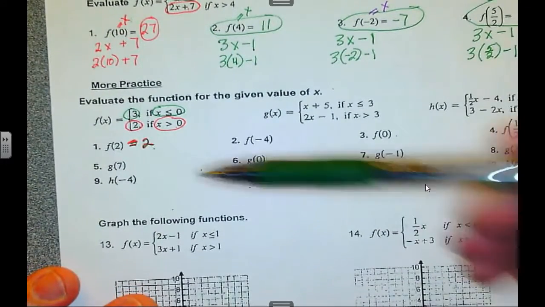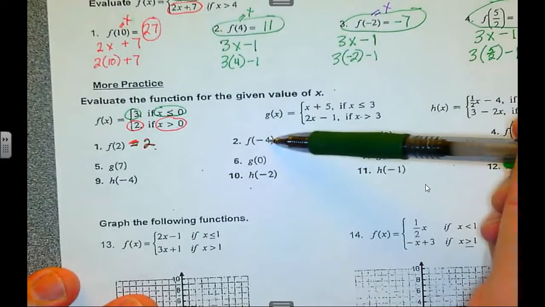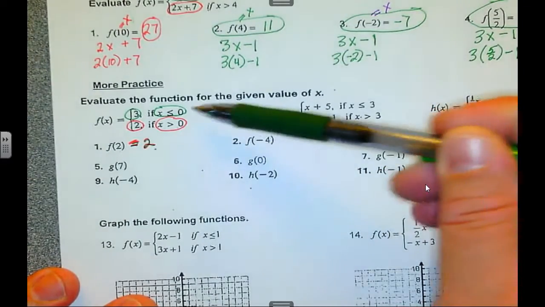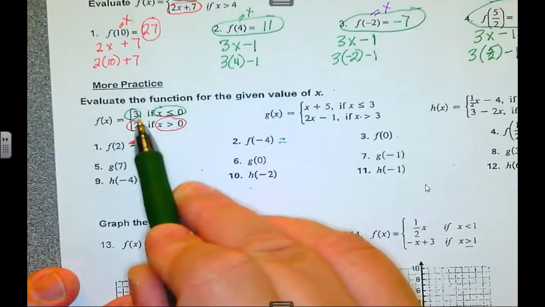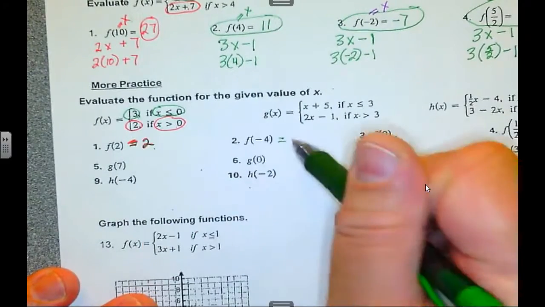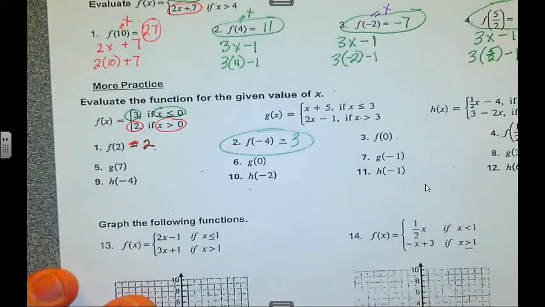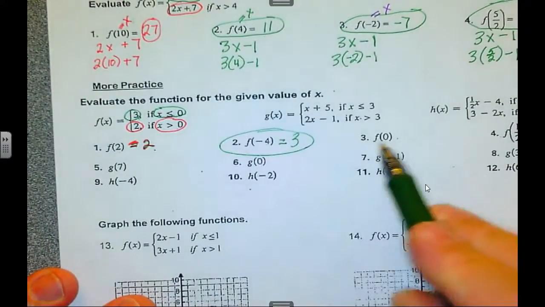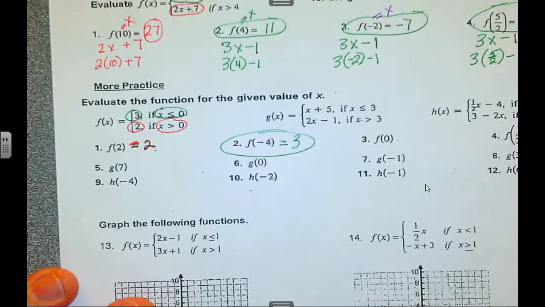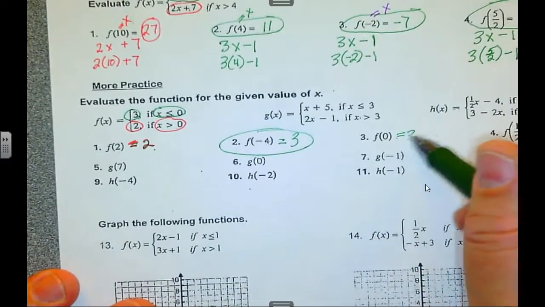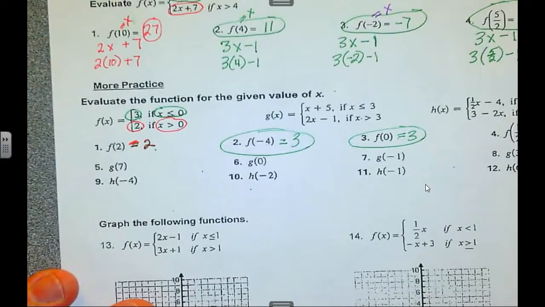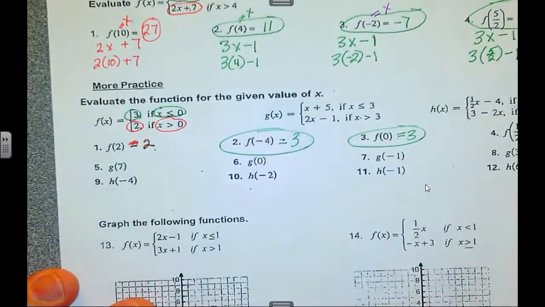Which expression am I going to use, top or bottom? -4. Top. Okay, so x is -4. It's less than or equal to 0, so y equals 3. How about 0? Number 3. Which expression am I going to use? Top. It's just a constant, so it's 3. How about 1/2? Number 4. Bottom, because it's greater than 0, so it's 2.